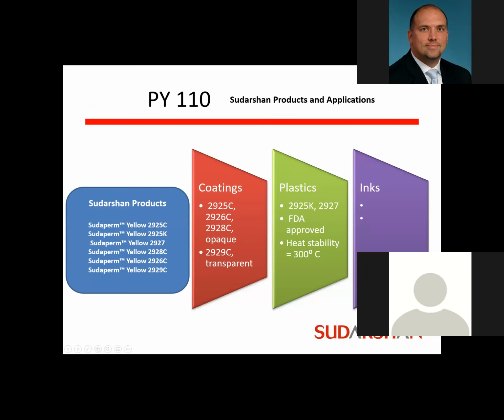So for Sirsham, we have a rather large portfolio of Yellow 110s in our space, a number of them for coatings, one transparent, as well as three opaque versions. And in the plastics area, we have a couple of options. Both of these are FDA approved and have very high heat stability. So a broad range of plastic polymers are capable for the Yellow 110 space.